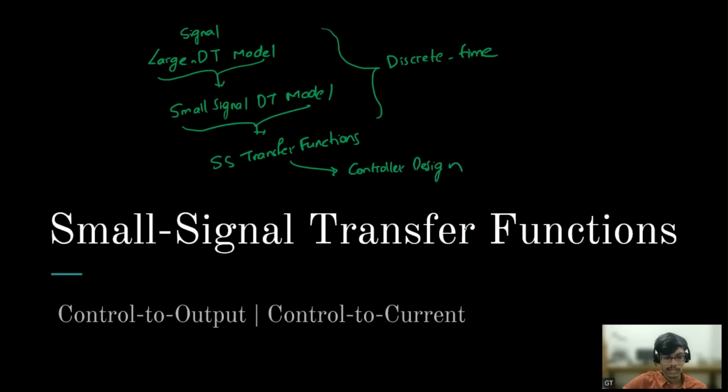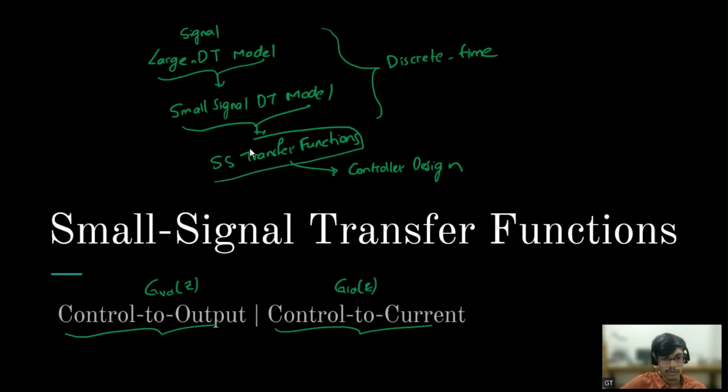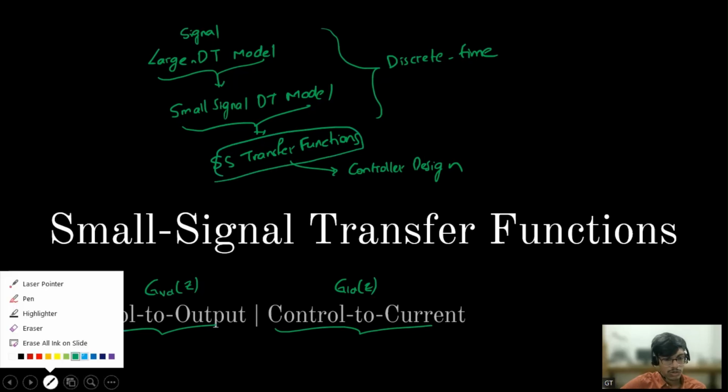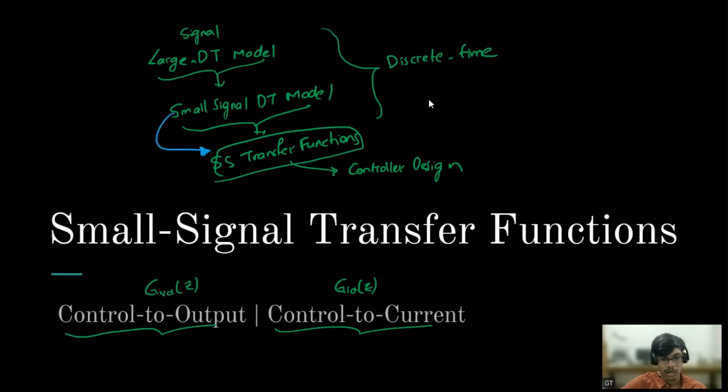So in small signal transfer functions, we'll discuss two transfer functions: control to output, control to current. Control to output is what? Can anyone say GVD or GID? It is GVD, and this is GID of Z. So I'll derive these two transfer functions from whatever small signal DT model I have derived till now, which we will be using next week to design the controller.